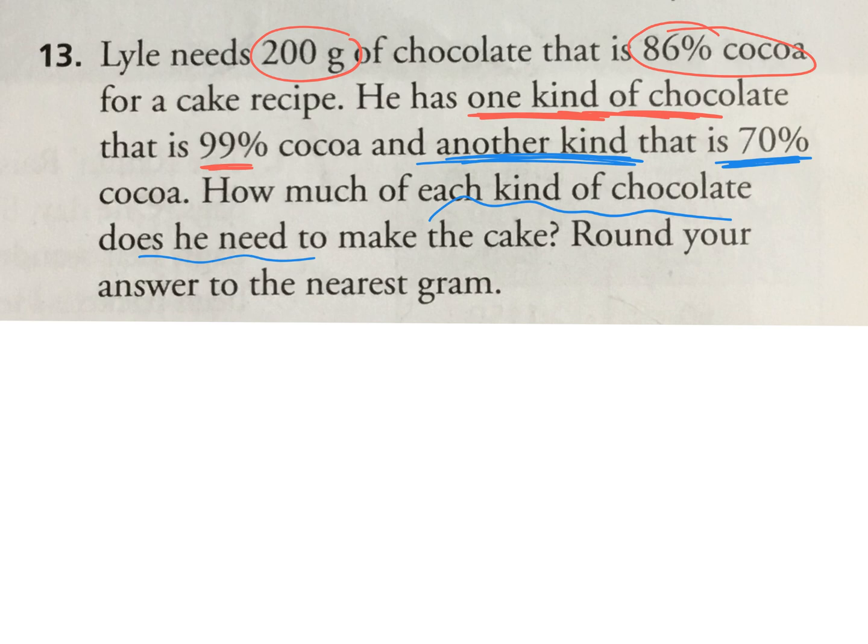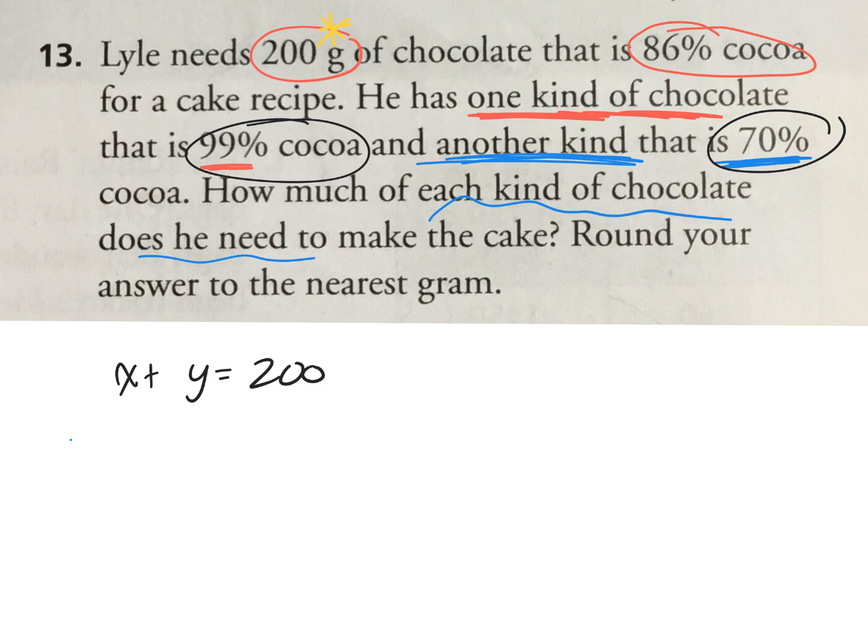Pick two variables and set up your first equation. Altogether, how many grams does he need of chocolate? 200 grams, right? Altogether, he needs 200 grams. He needs X amount of one kind and Y amount of another kind. What could be your equation to represent how much he needs altogether? X plus Y equals 200. So X represents how much he needs of the first kind, which is 99% cocoa, and Y represents how much he needs of the other kind, which is 70% cocoa.